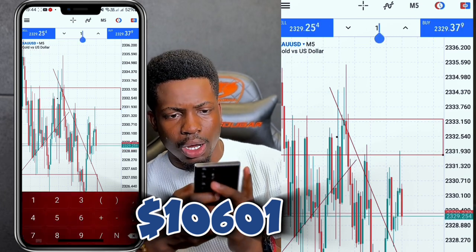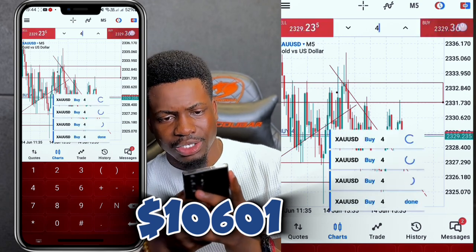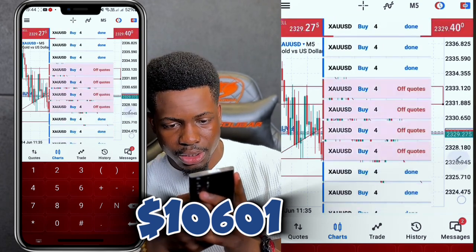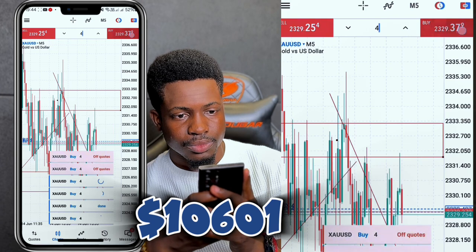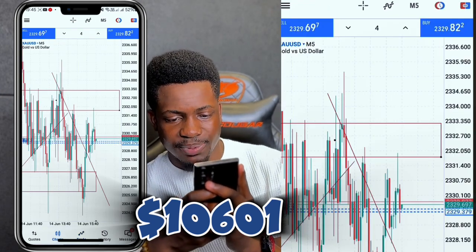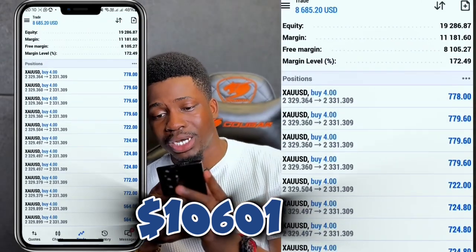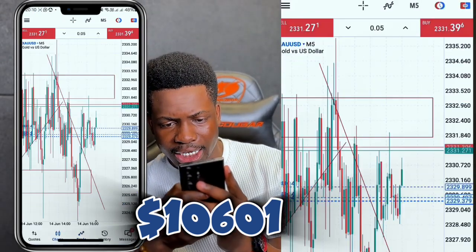Okay, so let's just use our 4 lot sizes again to buy, because it already hit our level. Let's just stock in some buys. Okay, 6, 7. So let's just watch and see how Spectre goes from here. Boom. Now we're running over 8,000 bucks. Let's zoom up this trade, guys. But let's just see how this goes.